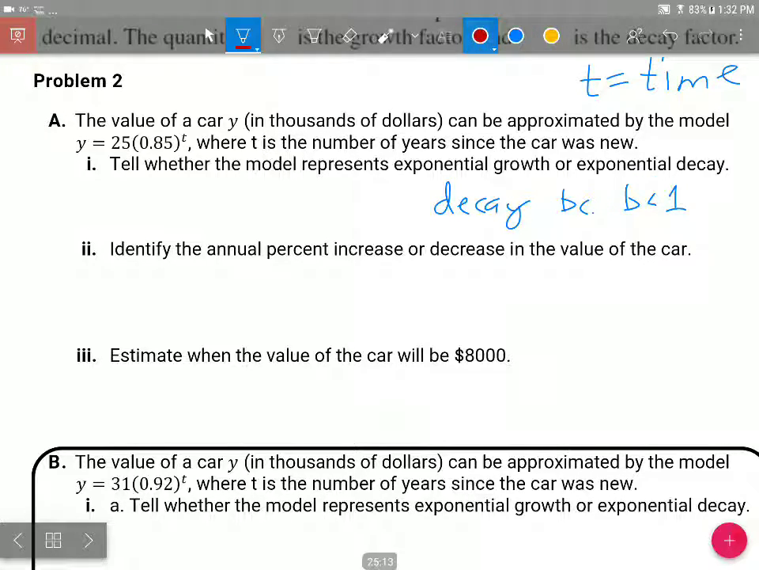In this case, what is your A value? 25. So how much was this car in the beginning? If the starting point is 25, how much did this car cost new? Well, 25 what? Is that what it says right here? In thousands of dollars. So it's 25 what? $25,000. There you go.